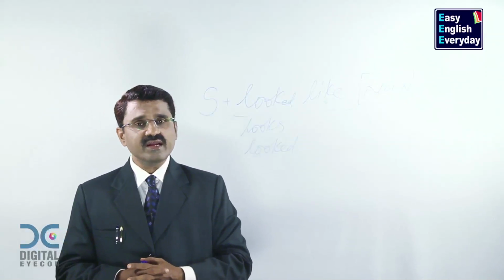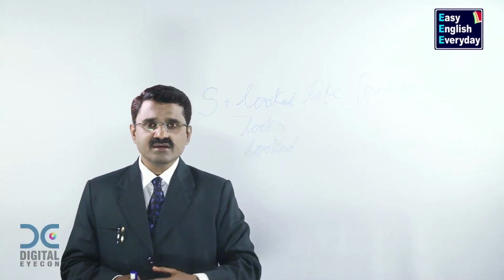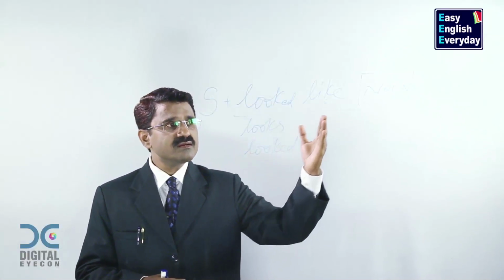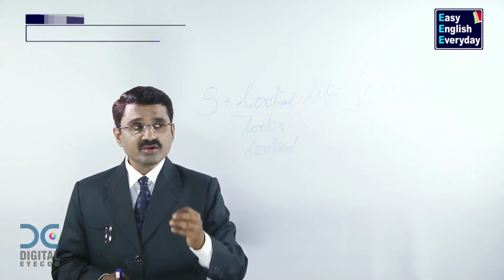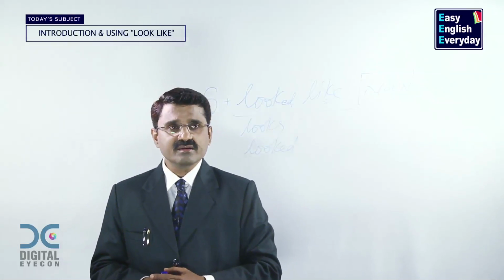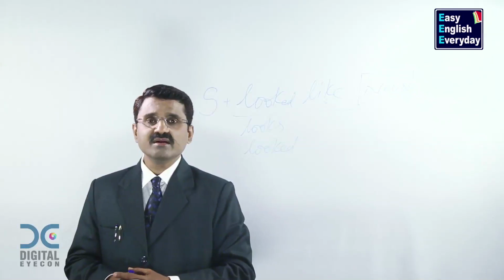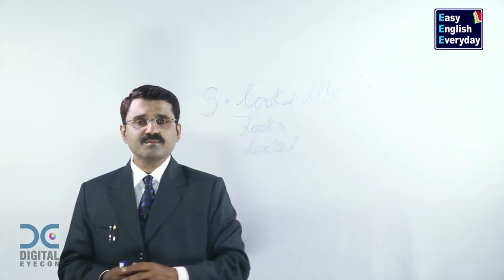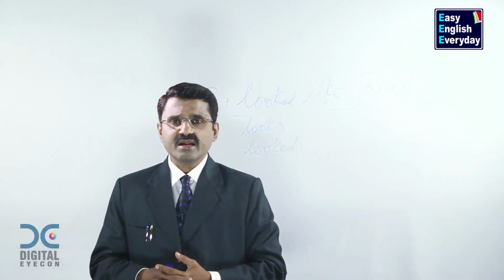He looked like an engineer. He looked like an architect. He looked like a priest. He looked like an Indian. He looked like a European. He looked like an American. She looked like a housewife. She looked like a school teacher. This is about past tense, and you can make the negative forms also.